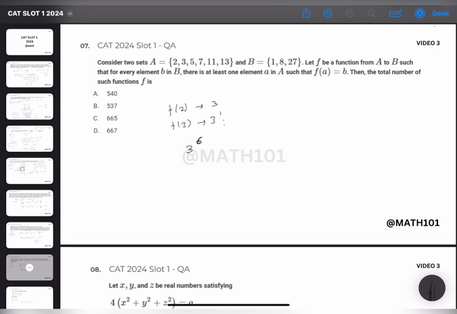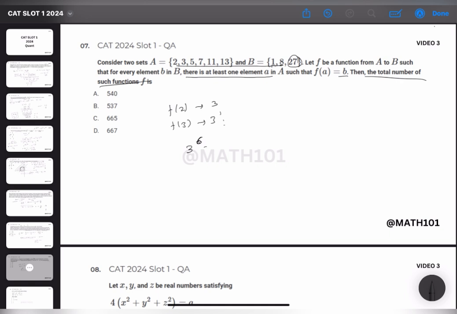But these will have those functions also included which map all the values to 1 or all the values to 8, or all these numbers to either 1 or 8 but not to 27, which we want to exclude. Because there is at least one element a which is mapped to b for every small b in the set B.